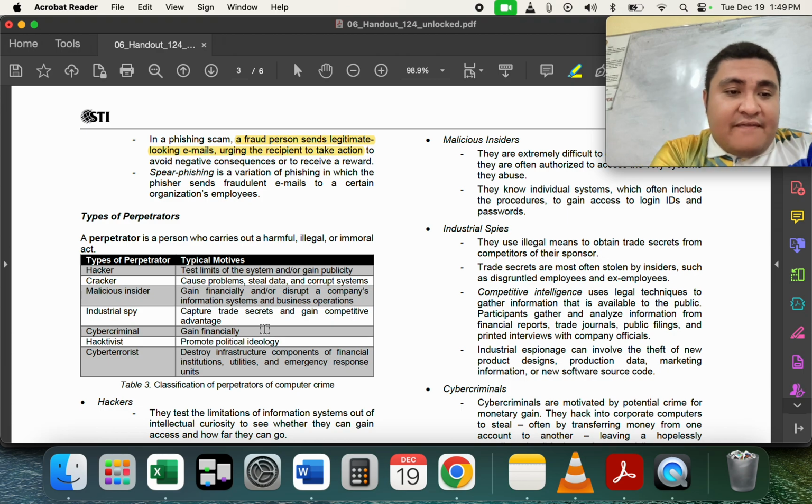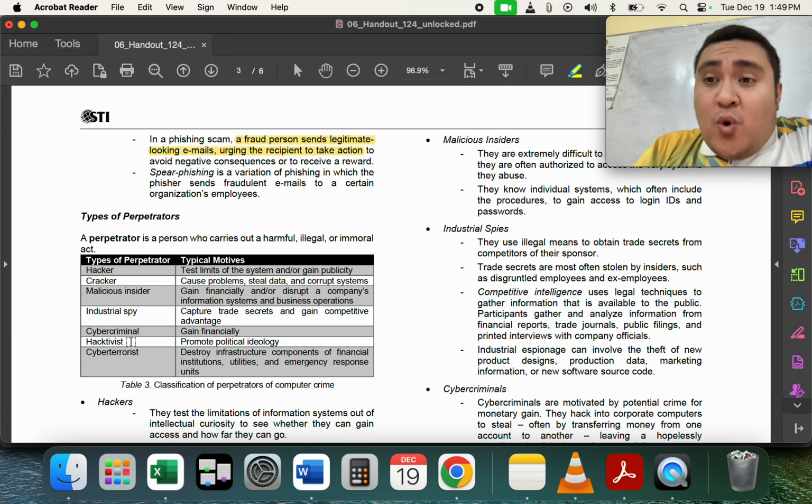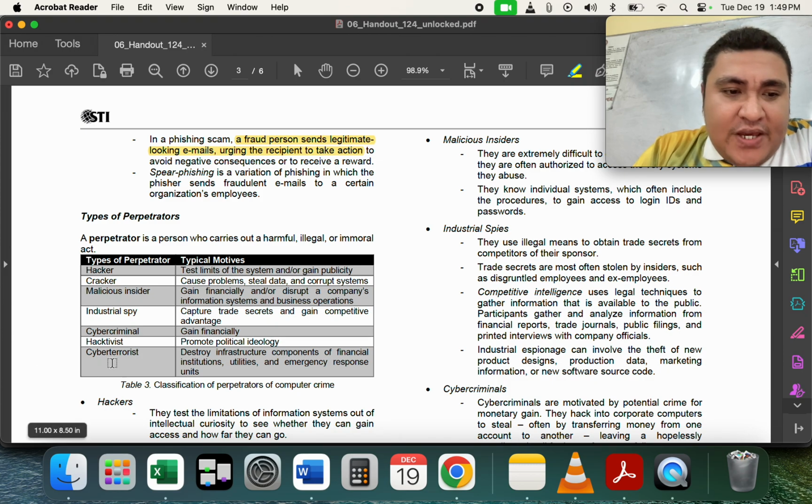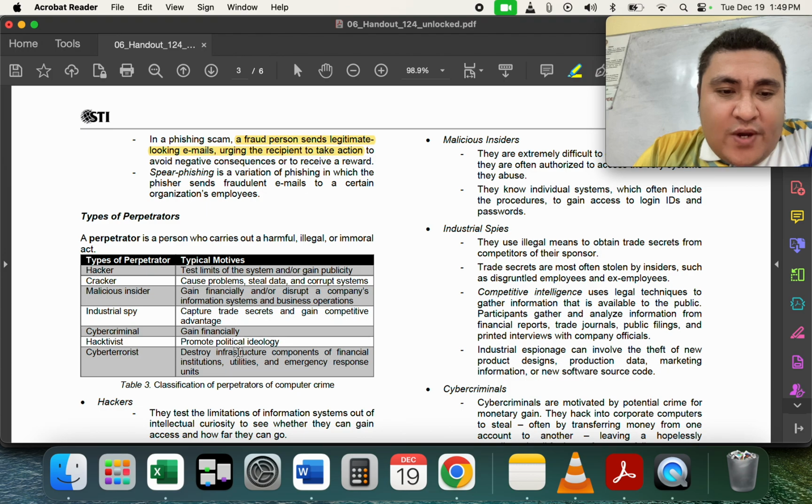And then you also have hacktivists. This one illegally promotes political ideology among users of certain platforms. Sometimes you receive this in your Gmail without knowing you subscribed. You also have cyber terrorists. This one is the most deadly because they destroy infrastructure, components of financial institutions, utilities, and emergency response units.